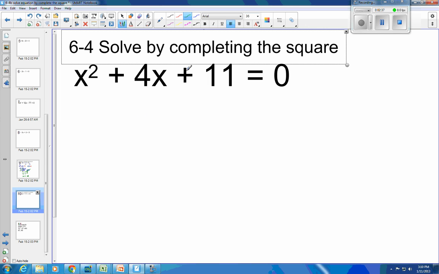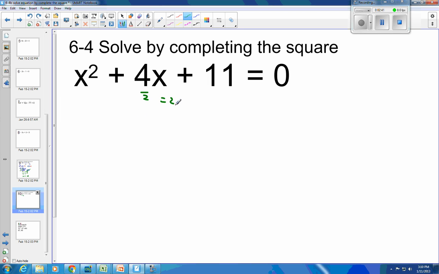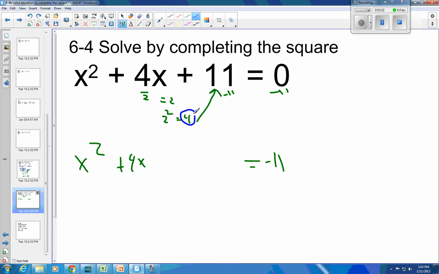So here we have one. We know that 4 divided by 2 is 2, and 2 squared is 4, so we need that number right there to be a 4, and it's an 11. So I'm going to subtract the 11 from both sides, and I'm going to start with x squared plus 4x is going to be equal to this negative 11. And then we know that that's supposed to be a 4 right there, so I'm going to add 4 to both sides to complete my square.